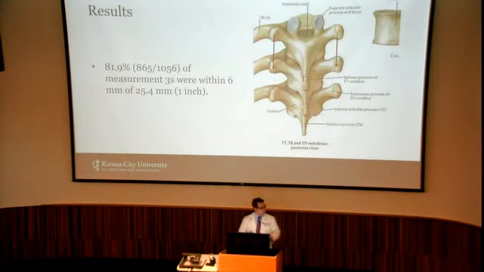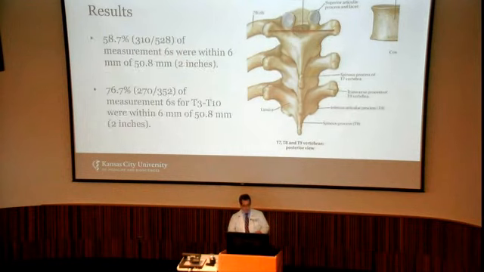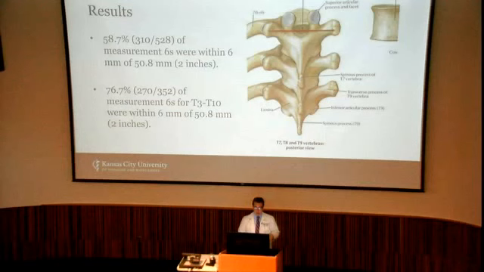81.9% of measurement 3s, which is transverse process on one side to the transverse process of the caudal vertebrae on the same side, were within 6 millimeters of 1 inch. And 58.7% of measurement 6s, which were transverse process to transverse process of the same vertebrae, were within 6 millimeters of 2 inches. If we take out T1 and T2, which on average were bigger than 50 millimeters, and T11 and T12, which on average were smaller than 50 millimeters, our number goes up to 76.7%.